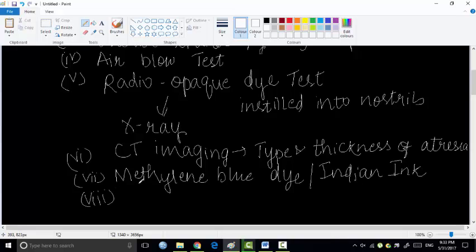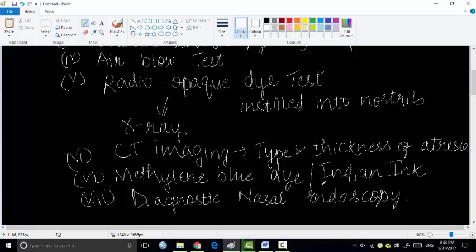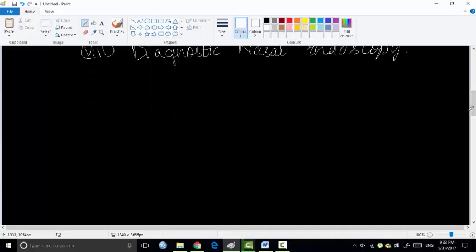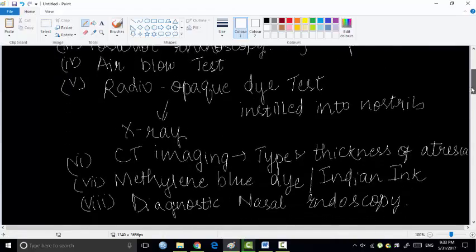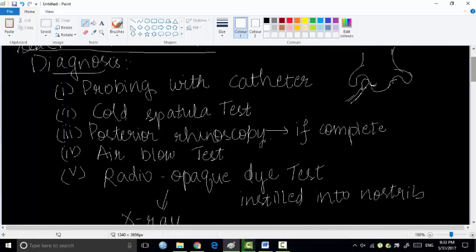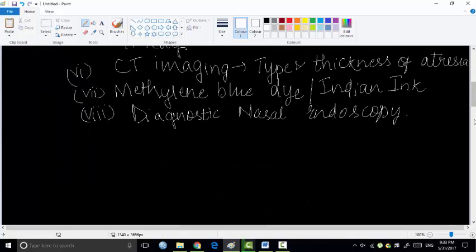Or we can also do diagnostic nasal endoscopy, right? All these are the tests which can be done to diagnose choanal atresia, right? First one, probing with a catheter, the cold spatula test, posterior rhinoscopy, air blow test, instilling some dye, next CT imaging and diagnostic nasal endoscopy. And now what is the treatment which you give for this?